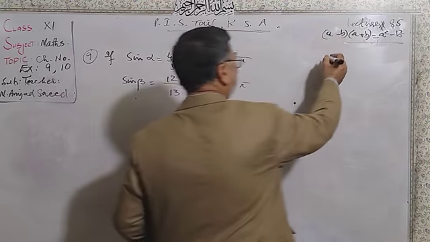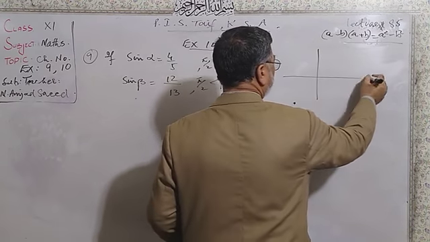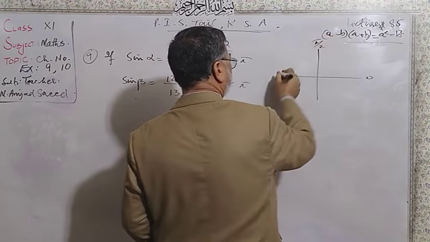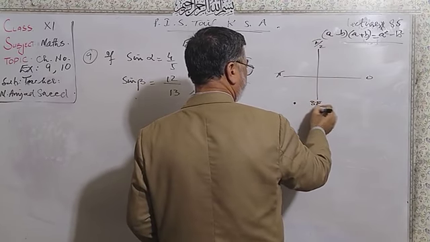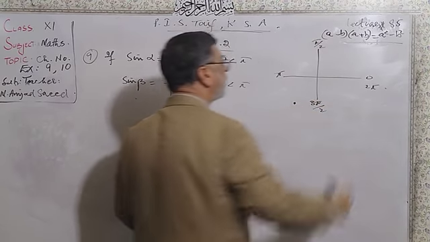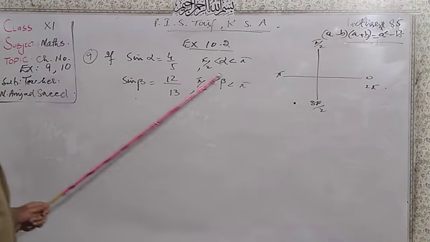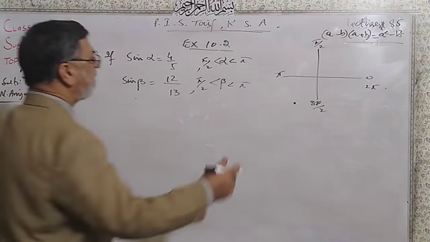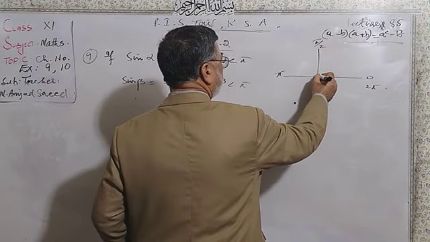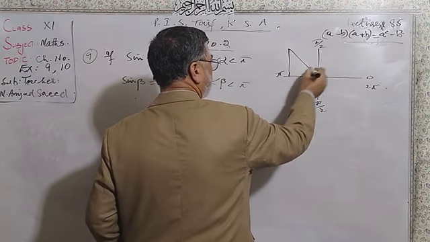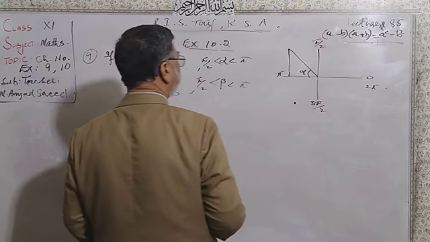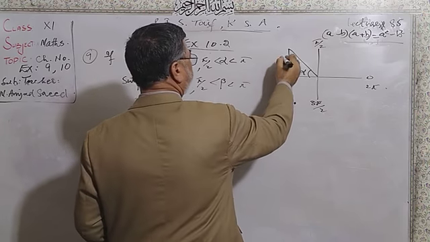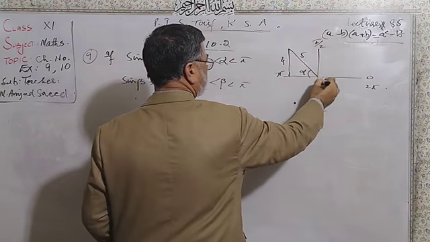Here we can have this is 0, this is pi by 2, this is pi, 3 pi by 2 and 2 pi. In both cases, alpha and beta are in the second quadrant. This is alpha. And sine alpha means perpendicular over hypotenuse.